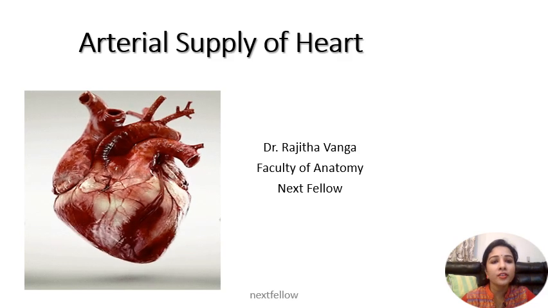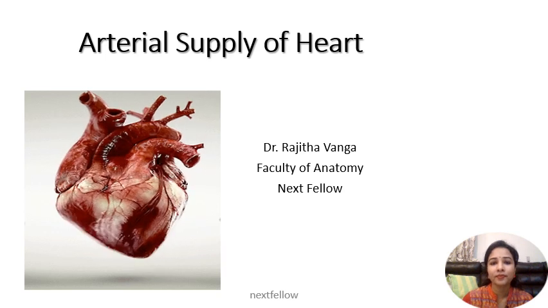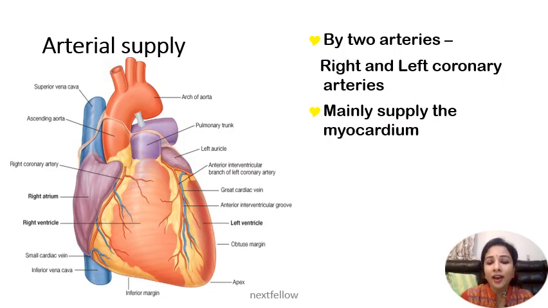So today's topic is on arterial supply of heart. Basically the heart is supplied by two arteries. They are called as coronary arteries. So there are two, right and left coronary arteries, which mainly supply the muscle of the heart called as myocardium of the heart.